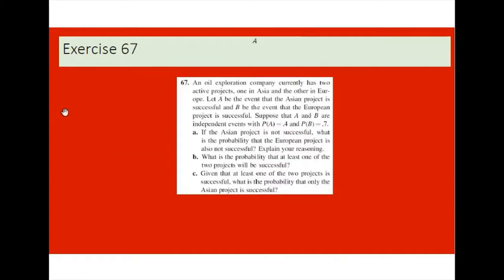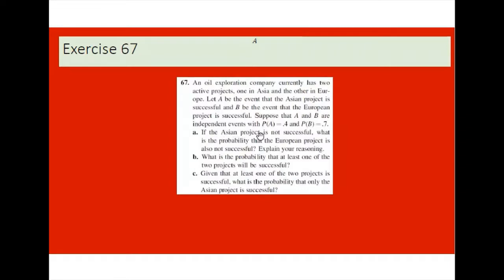Now look at exercise 67. An oil company currently has two active projects, one in Asia, another one in Europe. Let A be the event that the Asian project is successful and B the event that the European is successful. And suppose A and B are independent. It's the keyword. Look at here, A and B are independent. And the probability of A is 0.4, the probability of B is 0.7.